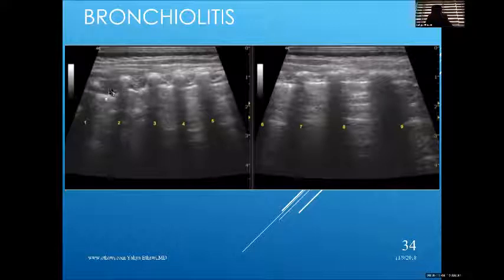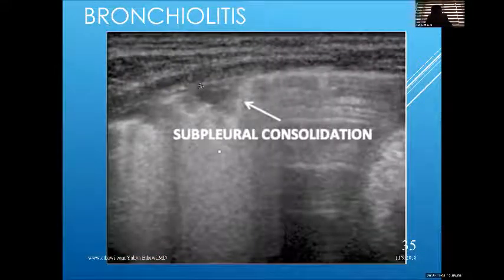While here you start to see some consolidation, the B lines start to increase and reach to the end of the picture. The A lines start to be less in number, and there is increased echogenicity of the subpleural area. Subpleural effusion, increased B lines, less A lines. You can see here there are still some A lines, the B lines are not severe, and there is subpleural consolidation.